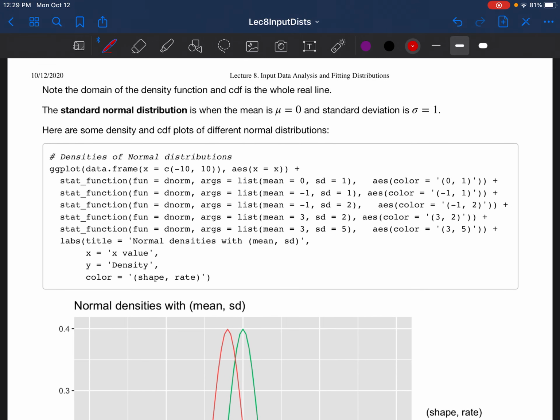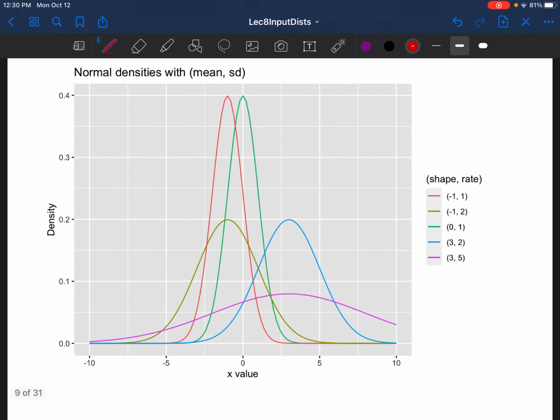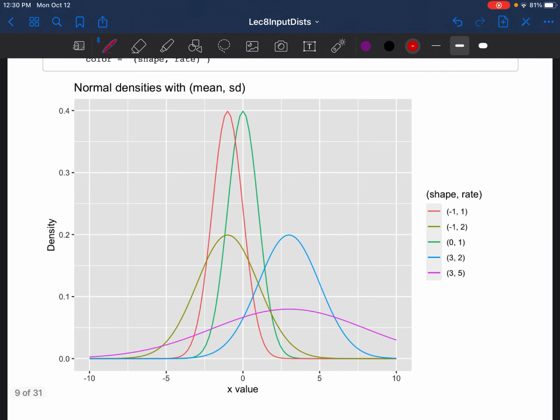The domain of the density function and the cumulative density function is actually the whole real line. It varies from negative infinity to positive infinity, and it just shifts where this common bell curve is depending on the mean. The standard normal is when the mean is 0 and the standard deviation is 1. And here we have what you have probably seen before with the bell-shaped curves.